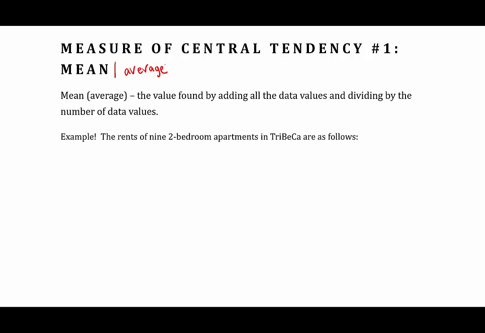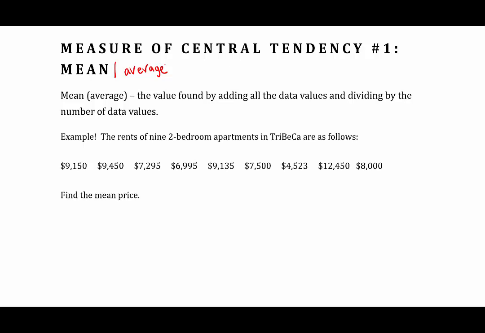Okay, so in my first example, it's the only example for calculating mean in this video, I just looked up on StreetEasy the rents of 9 two-bedroom apartments in Tribeca, and this is the data that I came up with. So the question is, based on these 9 apartments, what is the mean price? Put this into your calculator. I do tell you that there are 9 data values, right? But we might want to count 1, 2, 3, 4, 5, 6, 7, 8. Yes, I'm still correct. I still agree with myself.